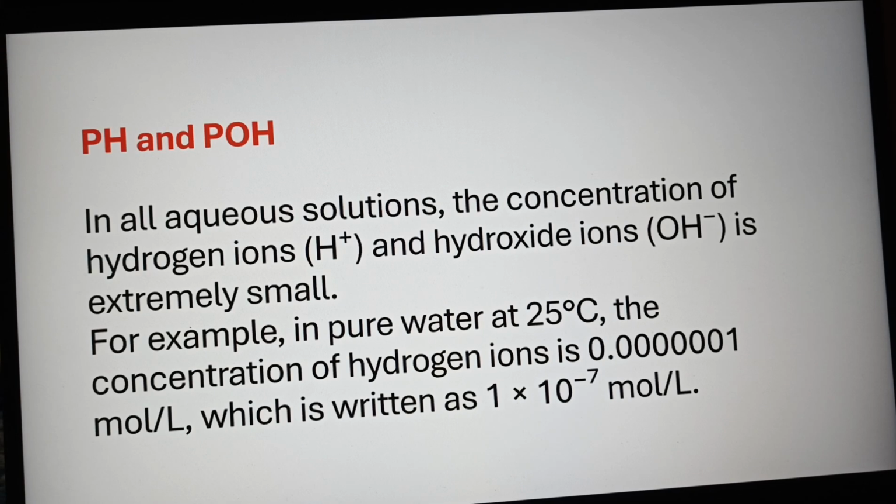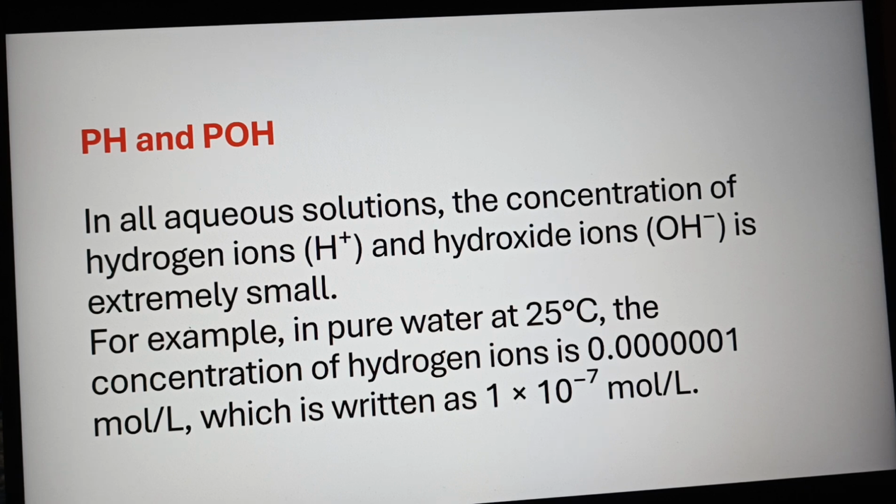Today we are going to start class 11 chemistry chapter number 9, acid base chemistry and pH. Today our topic of discussion is pH and pOH. First of all, we see why the terms pH and pOH were introduced.